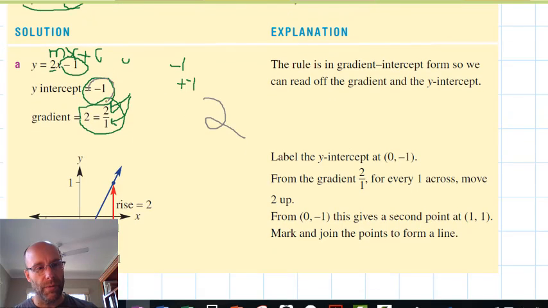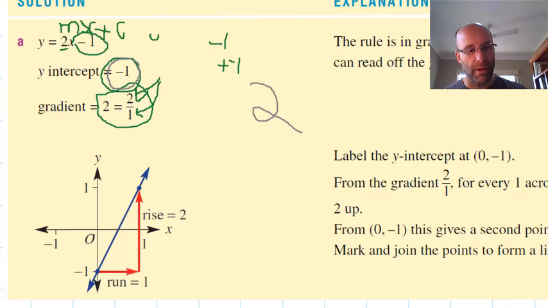We start with the easiest to start with, the y-intercept first. So -1, that means it cuts through at -1 on the y-axis. You can see that down there, the point 0, -1, that's our starting point. We need a point to start with. We need to know the slope or the gradient. It's 2 over 1, so that means rise is 2 and the run is 1. So it goes up 2, then across 1, and it keeps on doing that.